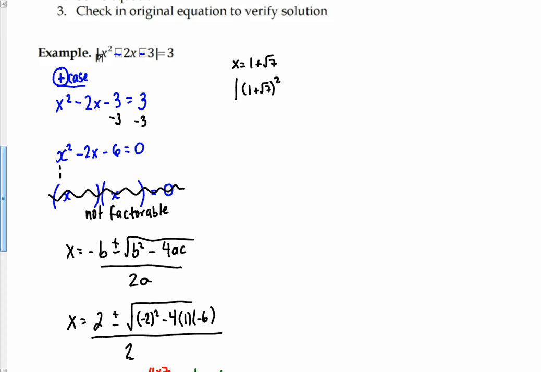Okay, 1 plus root 7 squared. Guess what we're going to have to do there? No, it shouldn't be. Cross it out. We're changing it. 2 times 1 plus root 7 minus 3, absolute value equals 3. Okay, can you read that? Should I zoom in?